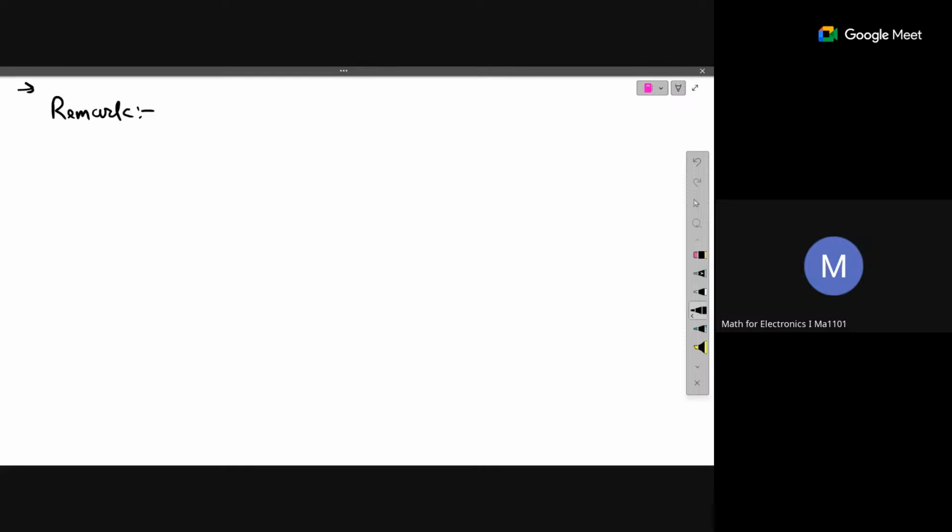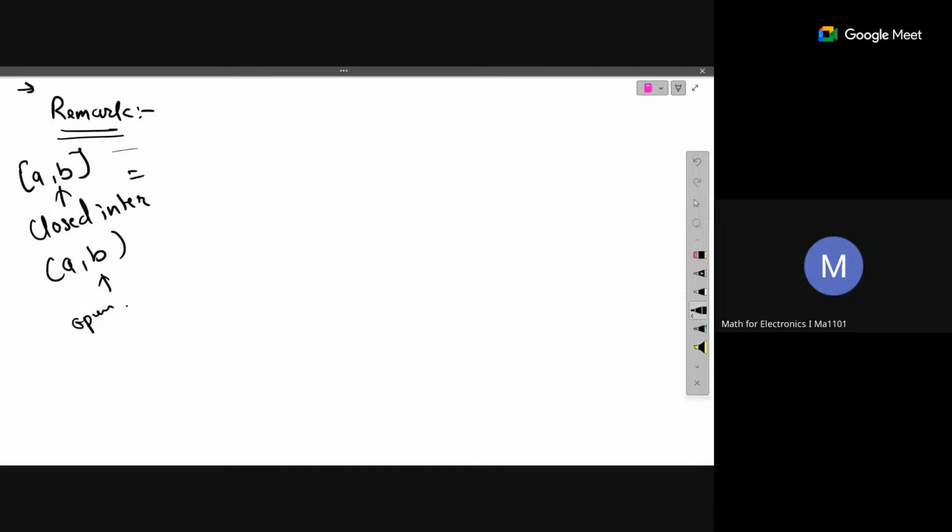Before that, let's see a small remark. This remark says that if we have a continuous function over some interval, and I think you are familiar that a comma b in square brackets is the notation for a closed interval, right? And open a comma b is the notation for an open interval. What is a closed interval? A closed interval is the set of all x belonging to the real numbers lying between a and b, including a and b. That means a is less than or equal to x is less than or equal to b.